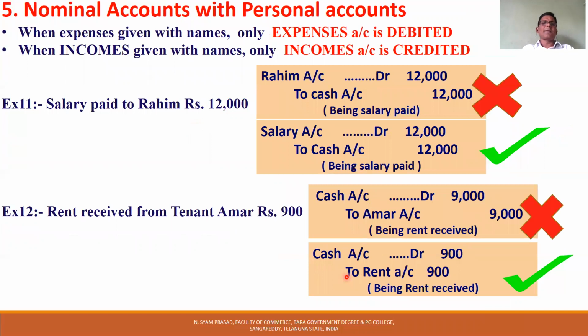In case of nominal accounts, don't use personal accounts. When a personal account is given with the nominal account, personal accounts are to be ignored. Salary paid means salary account to cash account. Personal account need not be used. That is wrong. When rent is received from tenant, cash account to rent account. This is correct. So using a personal account is wrong. These are very important journal entries to remember.